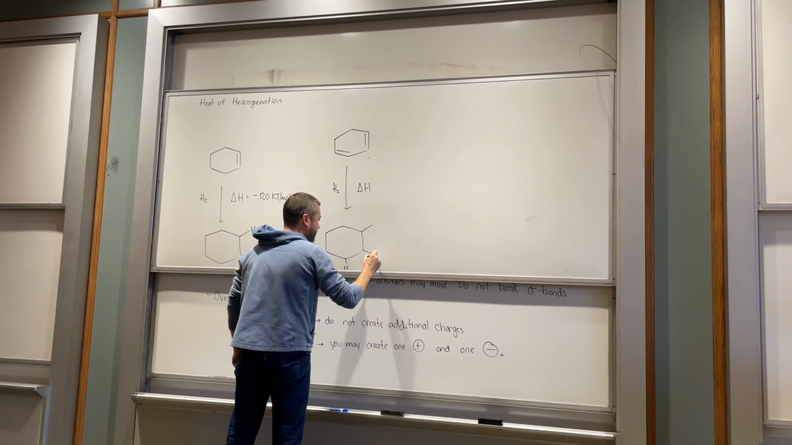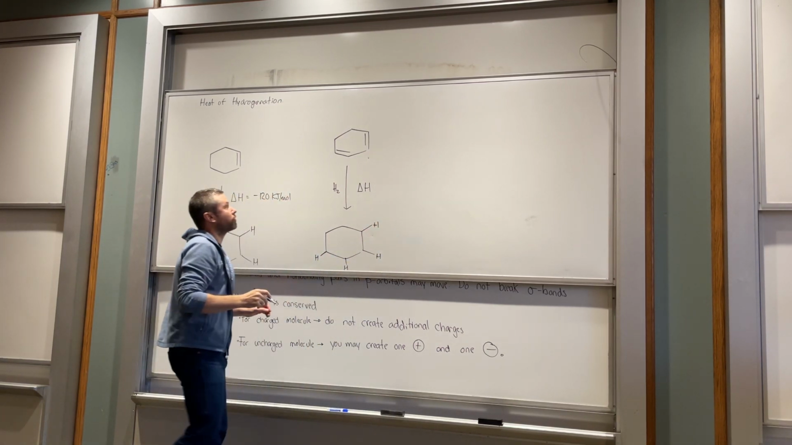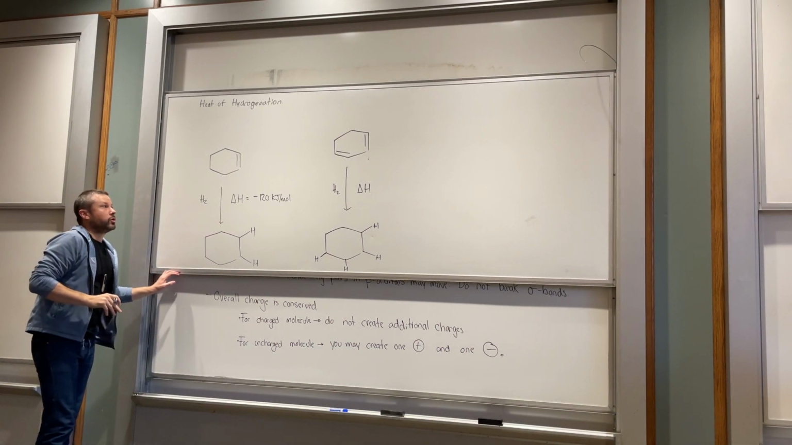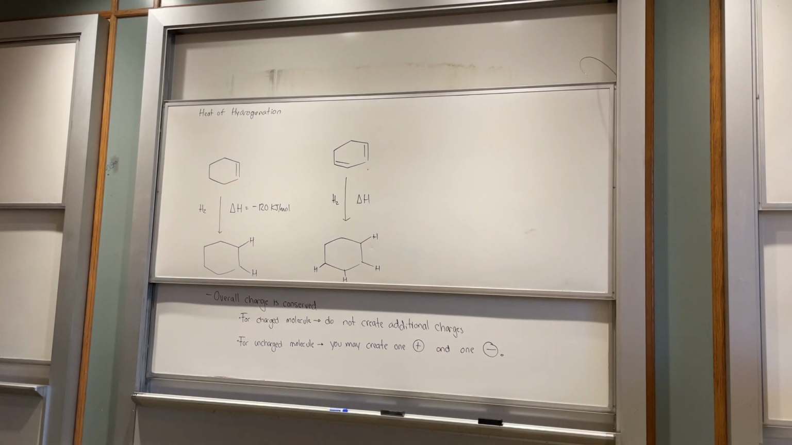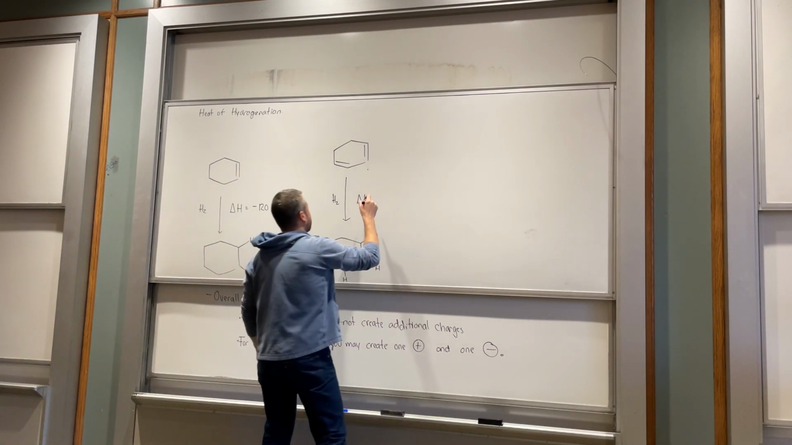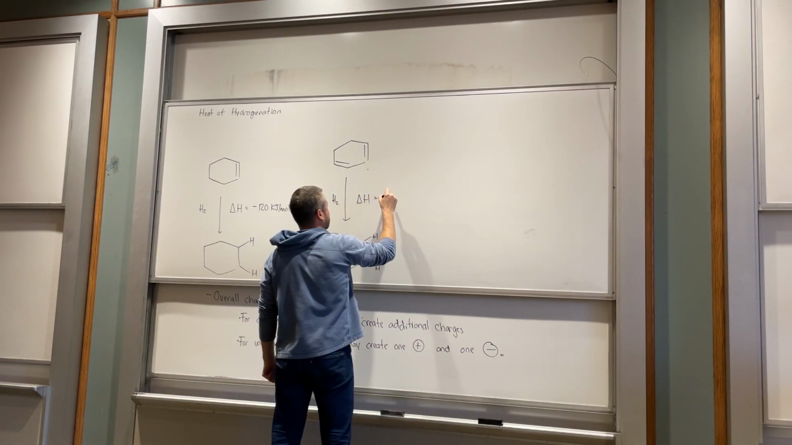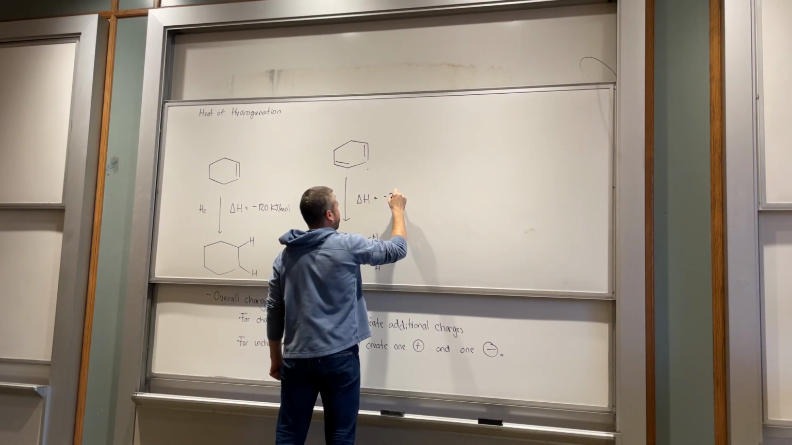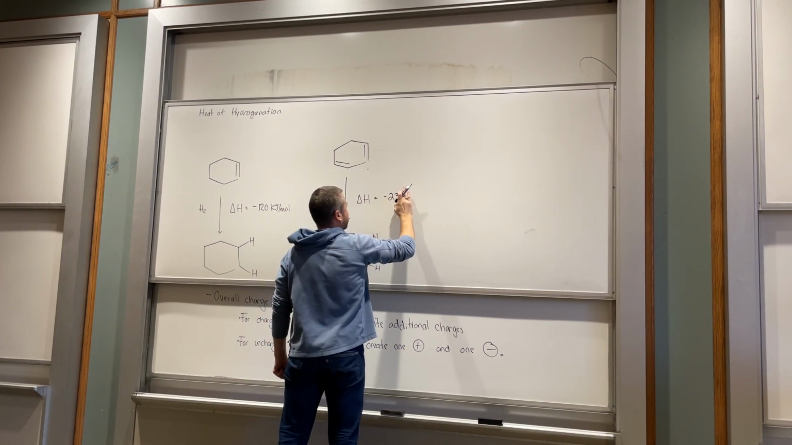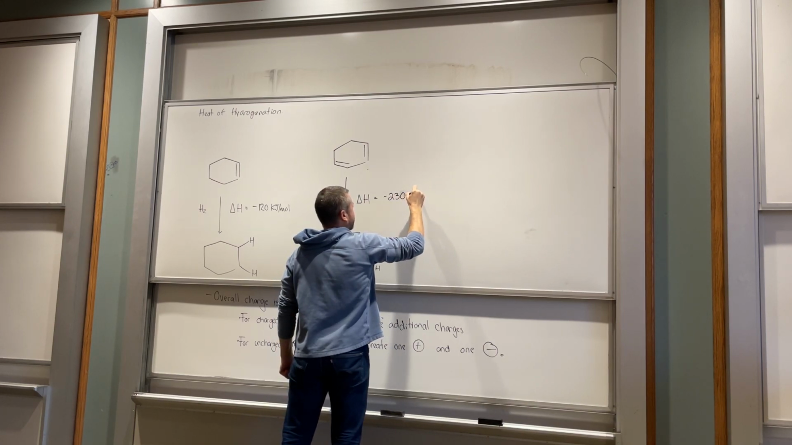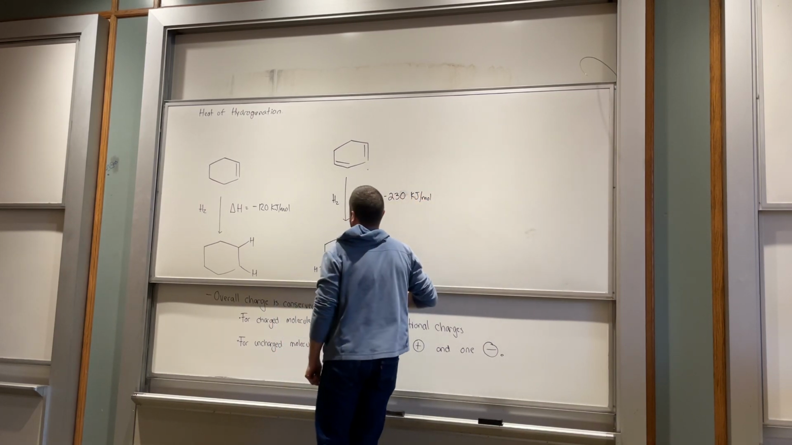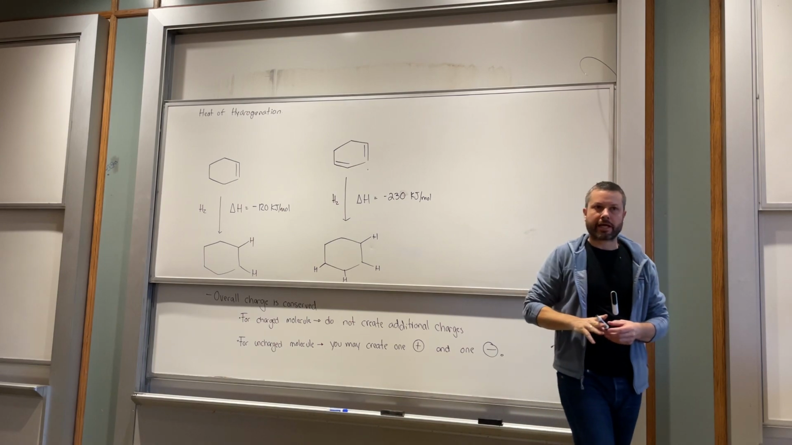If you had to guess the heat of hydrogenation for a 6-membered ring with 2 double bonds, what would your guess be? Approximately double that of the original. So in this case, it is going to be about negative 235, let's say 230 actually, kilojoules per mole. So roughly double, a little less.